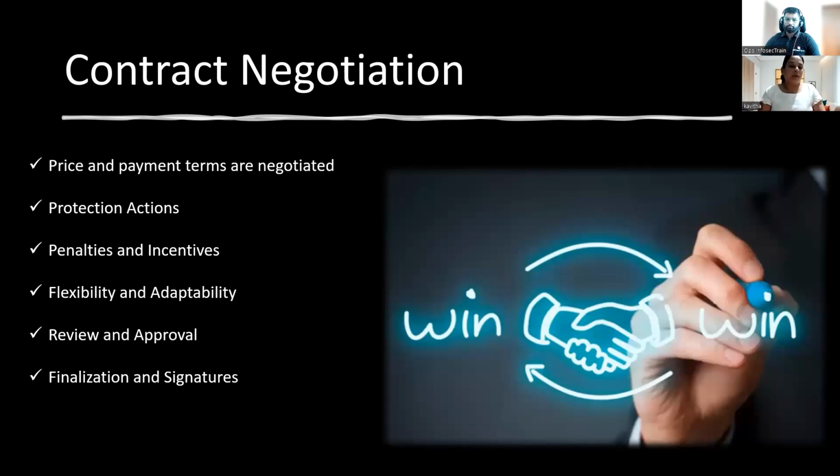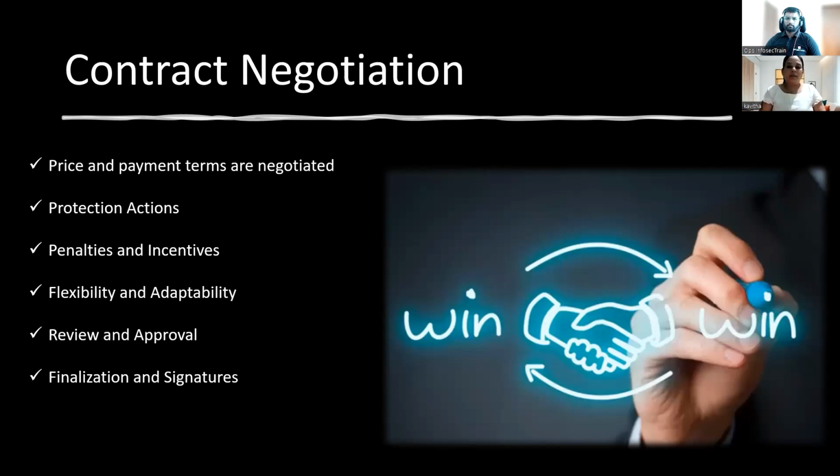For example, the data is being stored with a third party. For example, I have data which is stored in one of the cloud providers. So what is the protection which they will be taking? Those things have to be documented. Both the project activity and the protection activity have to be mentioned in the document, in the contract.